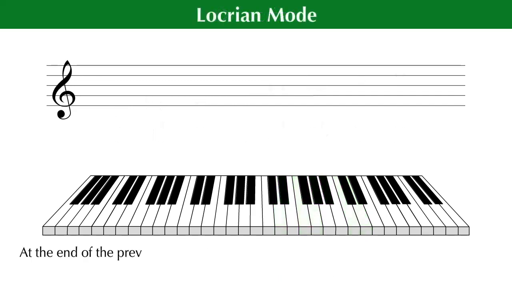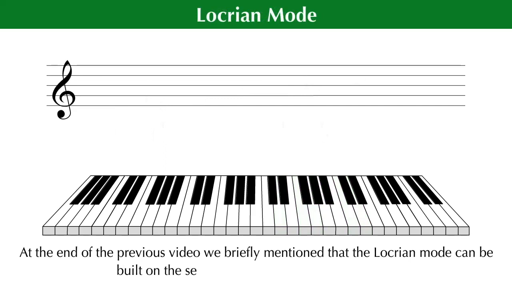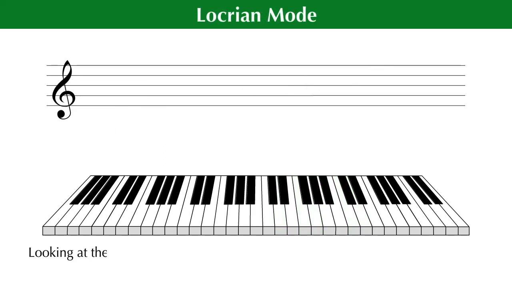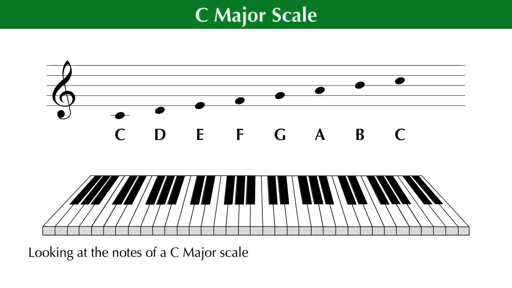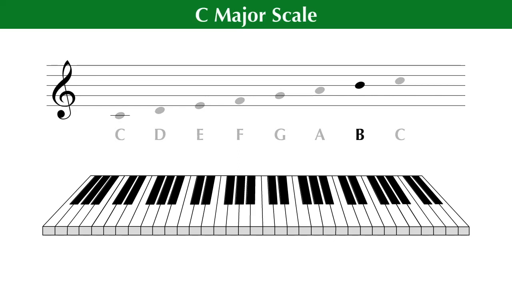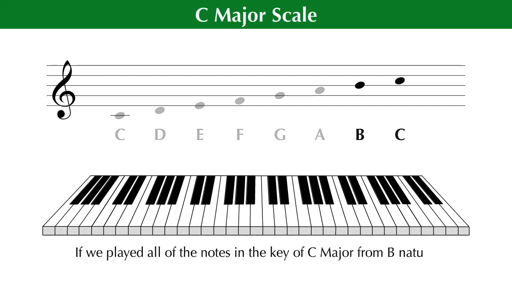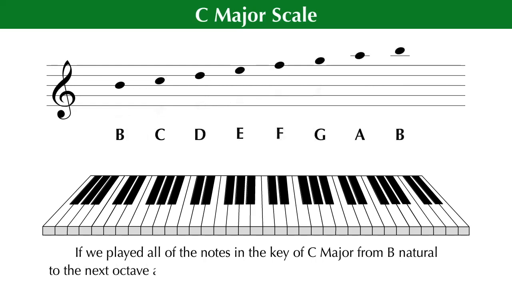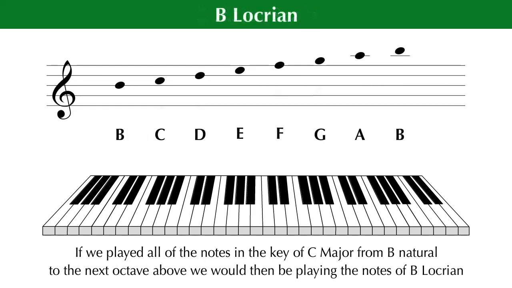At the end of the previous video, we briefly mentioned that the Locrian mode can be built on the 7th scale degree of a major scale. Looking at the notes of a C major scale, we can see that the 7th scale degree, or the 7th note in the scale, is the note B natural. Therefore, if we played all of the notes in the key of C major from B natural to the next octave above, we would then be playing the notes of B Locrian.